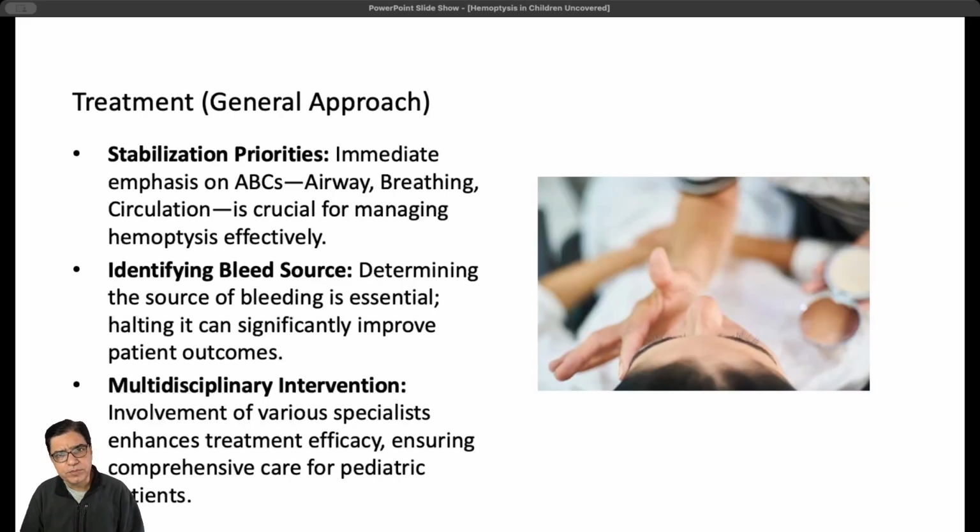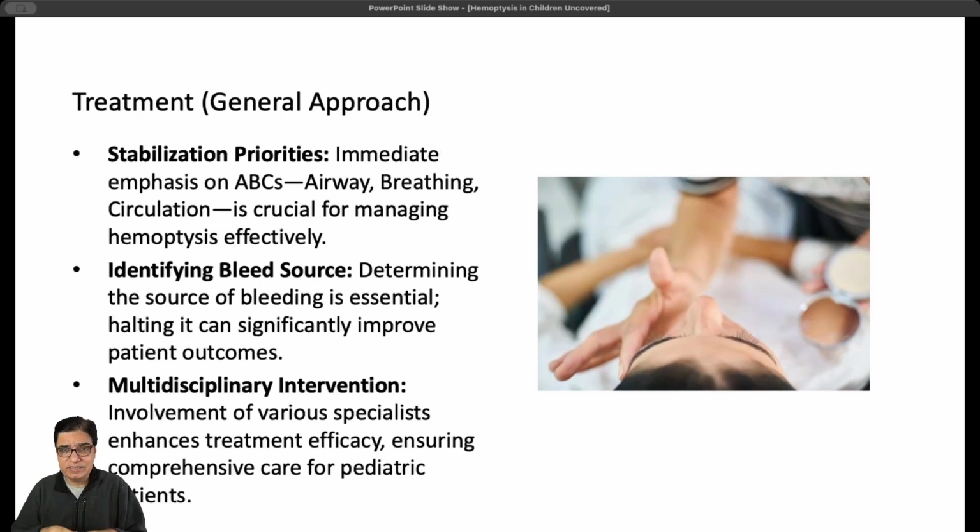How do you treat hemoptysis? Most of the time hemoptysis would be mild, so you don't need to do anything per se about the hemoptysis itself. You need to see what is the cause of hemoptysis and then treat it. You treat the underlying cause and the problem would be solved.